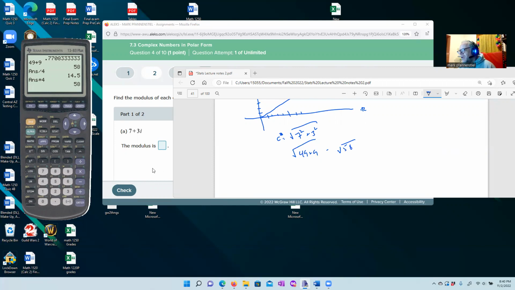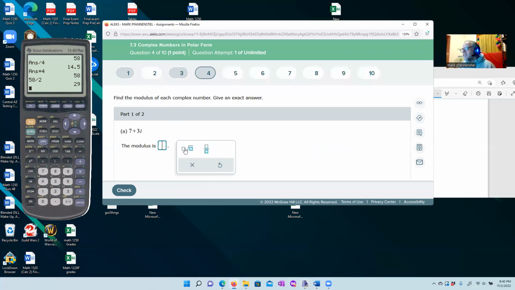What I'm doing is fishing for perfect squares: 1, 4, 9, 16, 25, to see if I can pull a perfect square out of this to make it reducible. I don't think there is. I think I'm just stuck with 58. We could try 2, but I didn't see anything. 2 times 29, that's not a perfect square. So the modulus is just going to be the square root of 58. That's really all we can do with that.